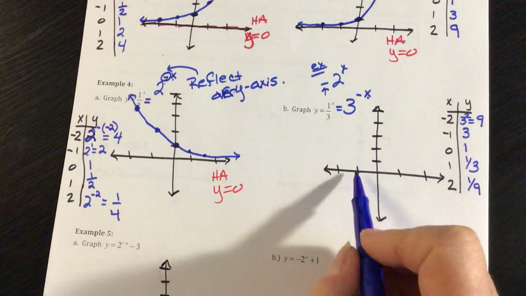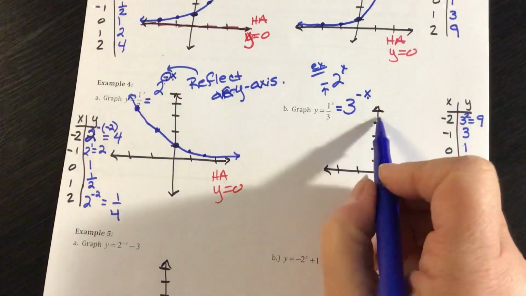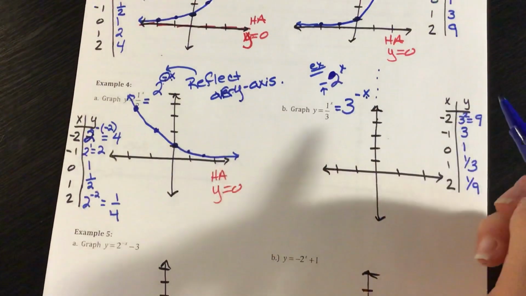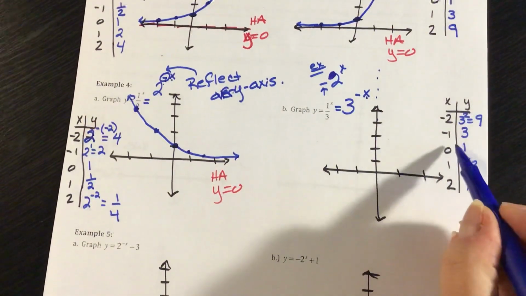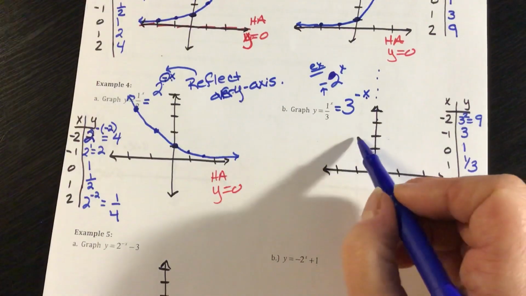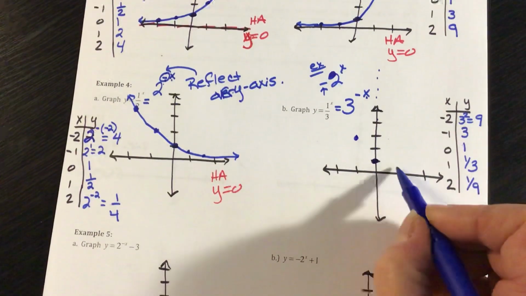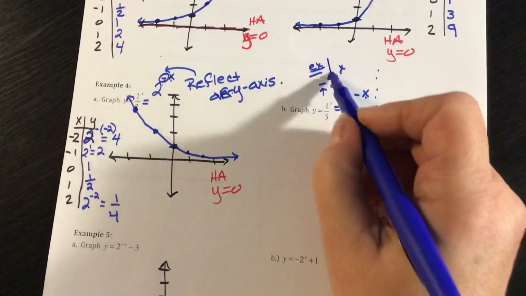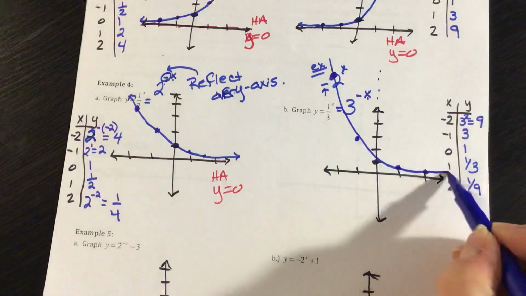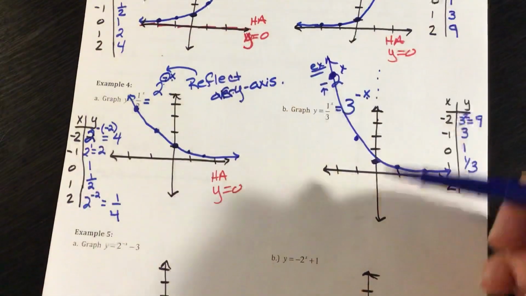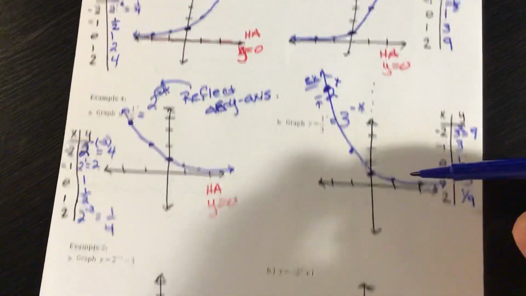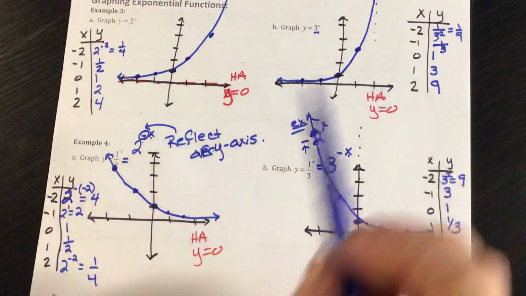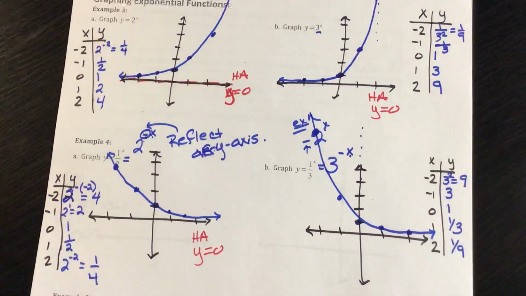All right, so again, over 2, 2, 3, 4, up 9, way up here, over to -1, up 3, 0, 1, 1, 1/3, 2, 1/9. So it's going to look like this. Okay, and just comparing these two with the same base, I basically just flip them over the y-axis.